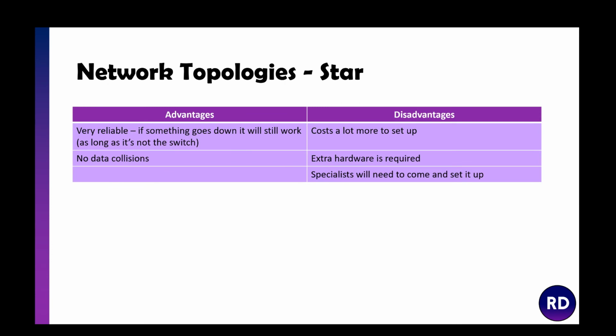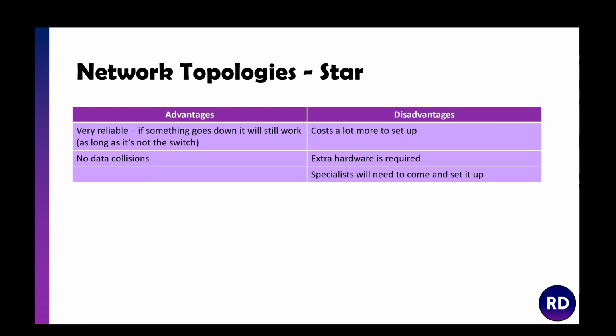For the star topology, it's very reliable. If a computer goes down, it will still work, as long as that's not the actual switch that's gone down. And there are no data collisions because the switch is a smart device, which I'm going to cover in a moment, which will do all this managing for us. If it's a hub, still it's that middleman that deals with all the transmission of data between the different nodes.